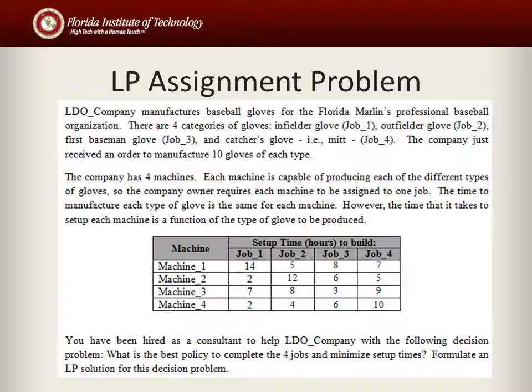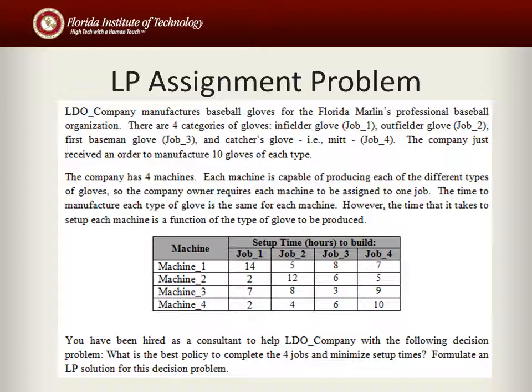The company just received an order to manufacture 10 gloves of each type: 10 infielder gloves, 10 outfielder gloves, 10 first baseman gloves, and 10 catcher's gloves. The company has 4 machines, and each machine is capable of producing each of the different types of gloves, so each of them is capable of doing the 4 different jobs. The company owner requires each machine to be assigned to one job.